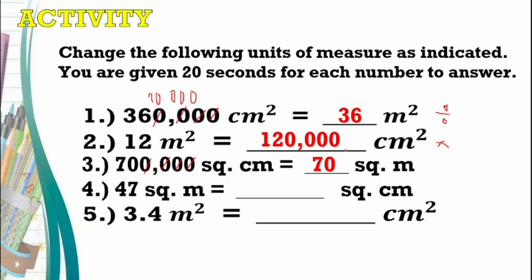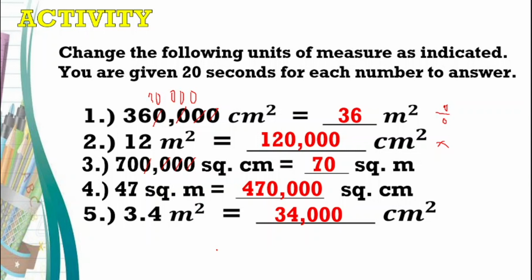And for number 4, so this would be meter squared to centimeter squared. So, meter squared to centimeter squared. The operation is multiplication. Multiplied by 10,000. The answer is 470,000. And for number 5, okay, so meter squared to centimeter squared, the operation is multiply again. So the answer now for 3 and 4 tenths is 34,000.